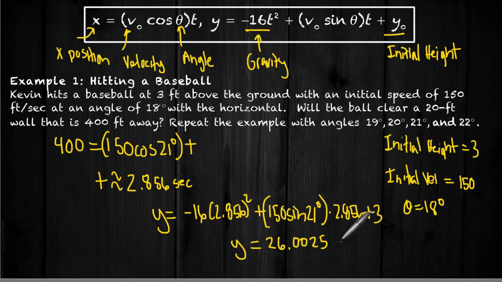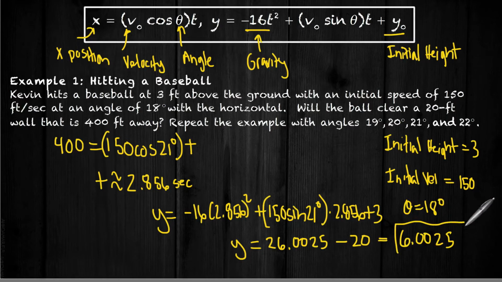And then we want to subtract 20 from that because the wall is 20 feet high. So we see that the ball crossed by 6.0025, so approximately by 6 feet the ball crossed over the fence.